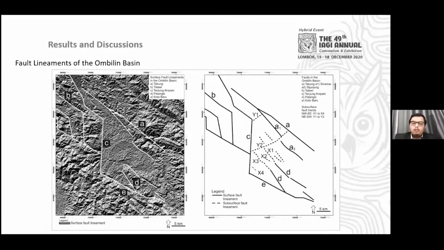As we see on the DEM data, the Takung Fault made a distinctive morphology, just like the north-south Tanjung Ampalo Fault. We have a steep fault scarp because of that structure.